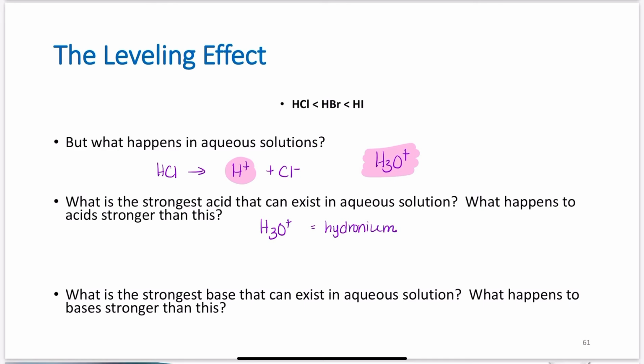HCl does not exist in aqueous solutions. HBr does not exist. Everything is creating hydronium ion. Now, this used to really mess me up. I never really understood what this meant. So I was like, but these are stronger acids and hydronium's not that strong, comes from water.